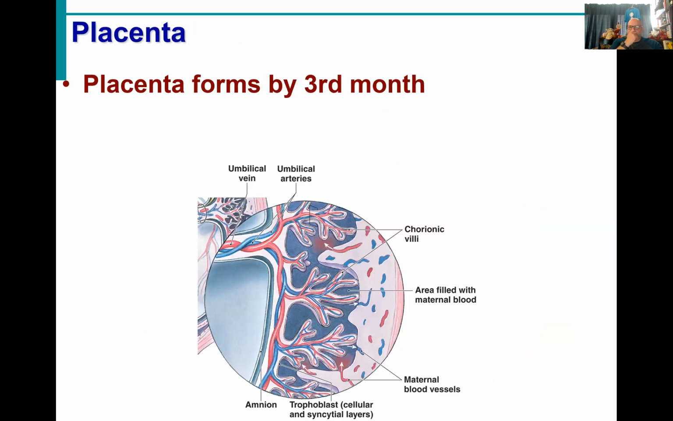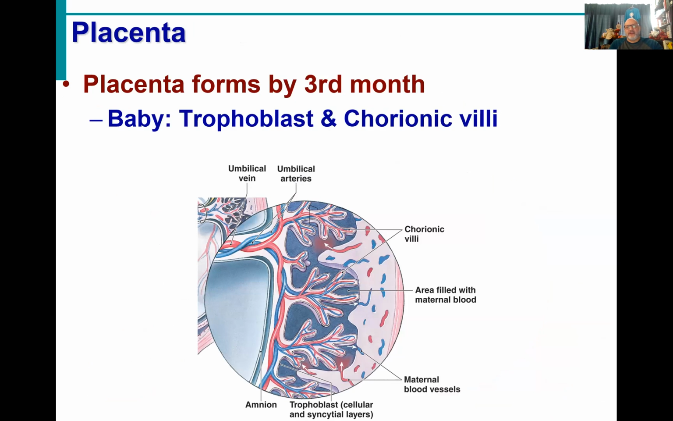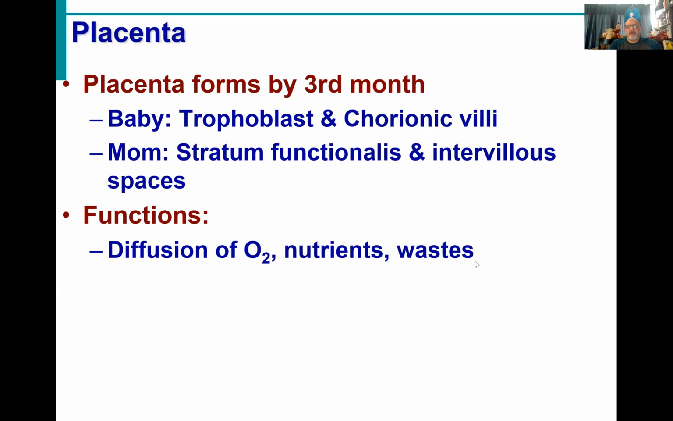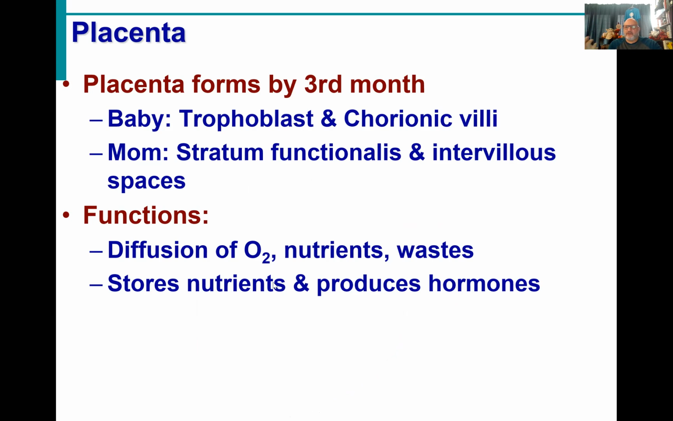All right, excellent. As I mentioned, starting about week 10, that placenta forms. Again, the trophoblast forms the chorionic villi for the baby, mom's functional layer, and the intervillous spaces where we get the close proximity, but not the actual crossing of blood from one to the other. Again, we get oxygen, nutrients, wastes, the hormones. All those things are stored in that blood and provided for a baby. And again, it's just forming the placental barrier so the two bloods don't touch to provide that protection for the baby.